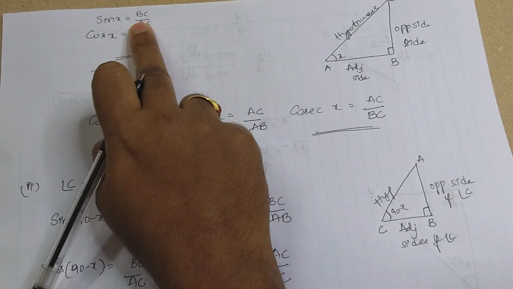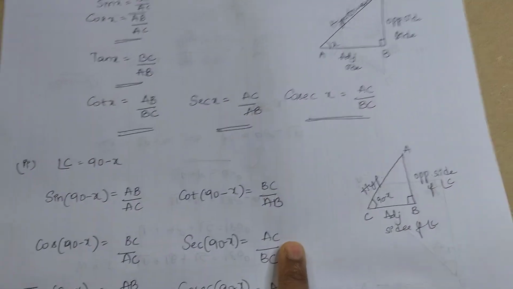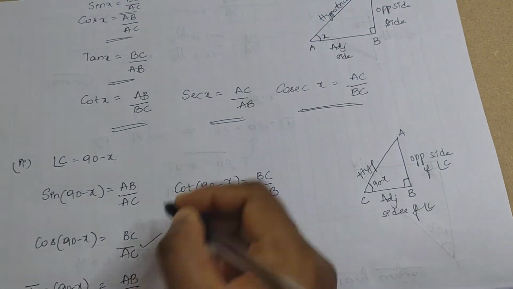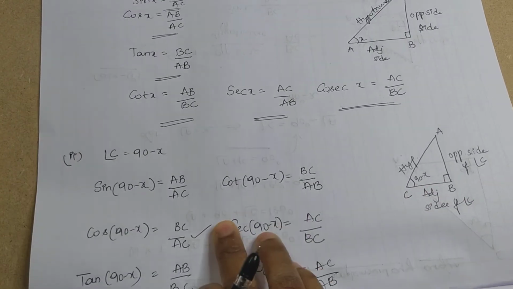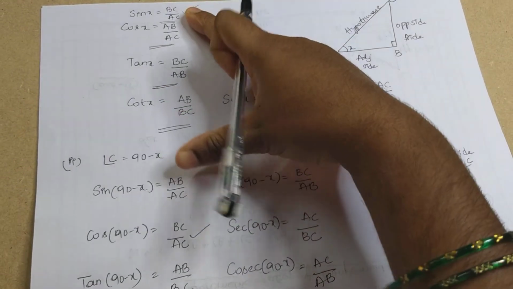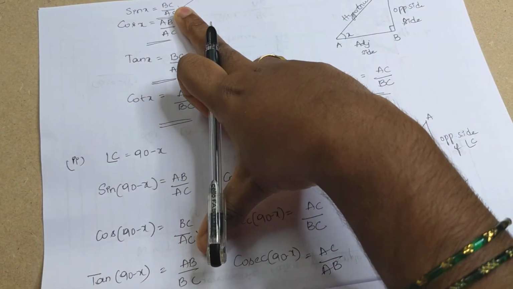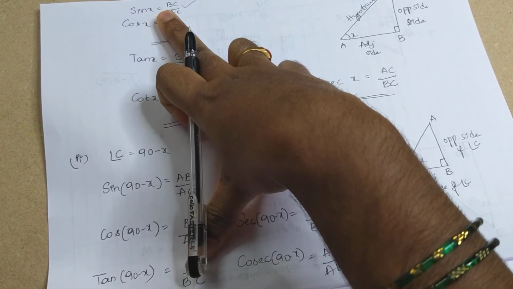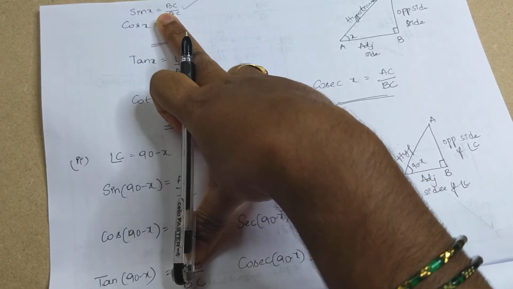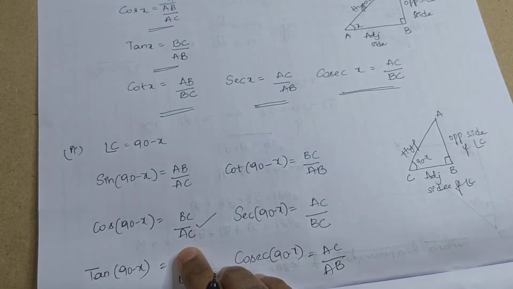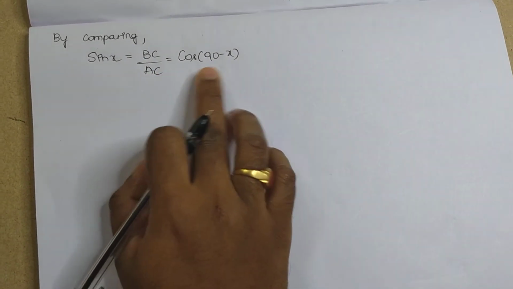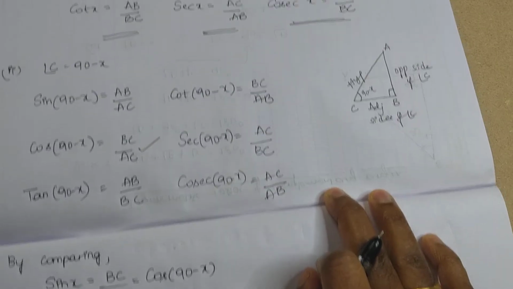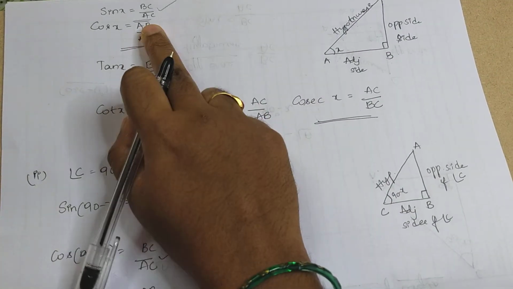Where will you get BC by AC in case 2? See here, you will get BC by AC. Therefore, by comparing, what can we write here? BC by AC, BC by AC, it is the same. So sin x equals BC by AC equals cos of 90 minus x. Let's write that now. In the same way, let's see cos x equals AB by AC.